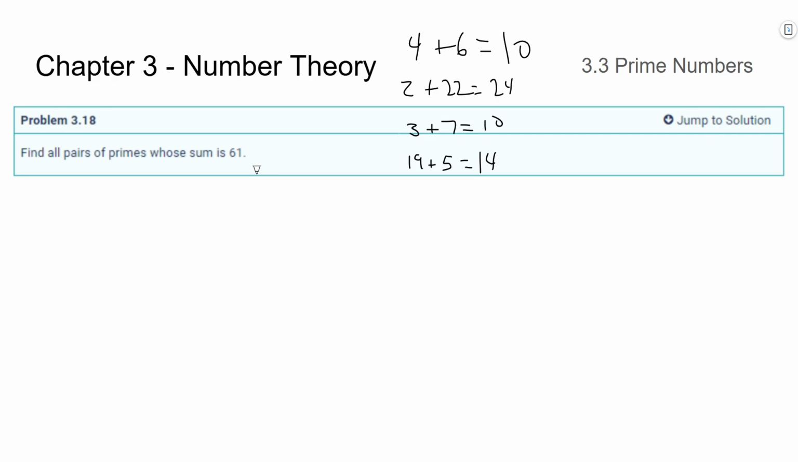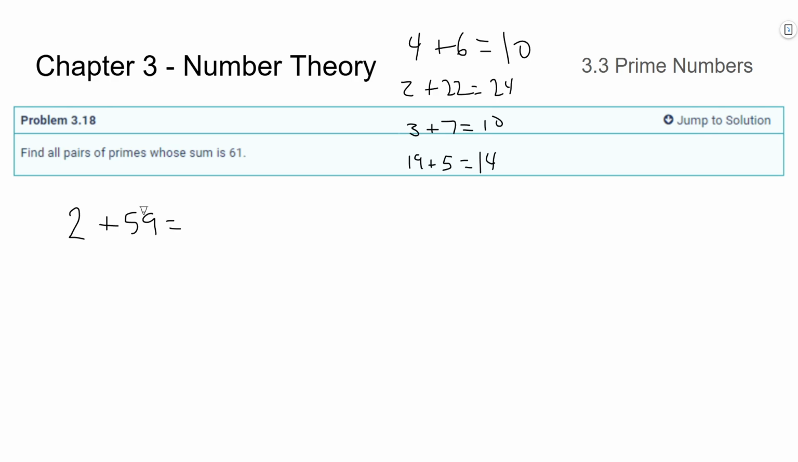One has to be an even, one has to be an odd. So what options do we have for even number primes? Well, there's only one option, right? 2 is the only even number prime. So because that's our only option, we have 2 plus 59. That is the only way to make 61 with primes, assuming that 59 is a prime.